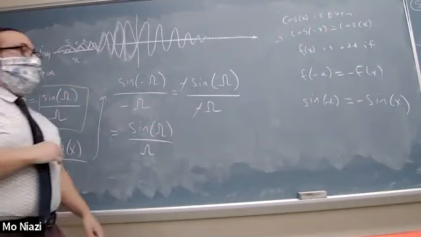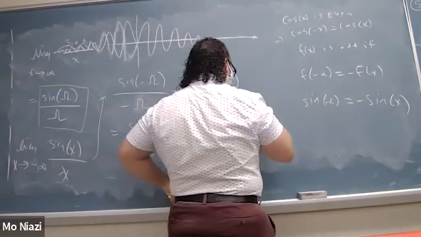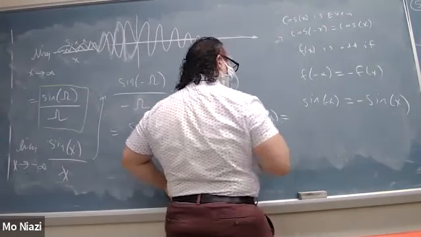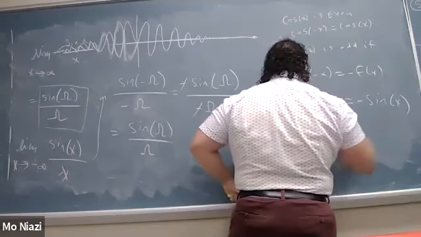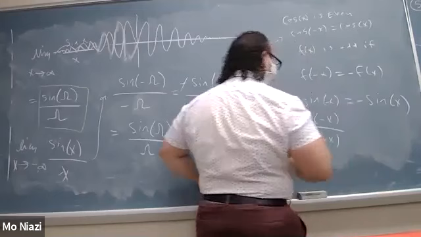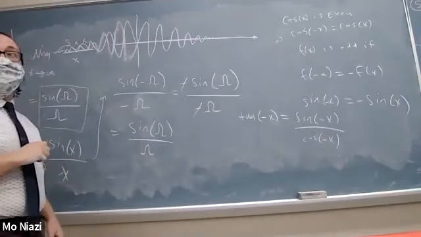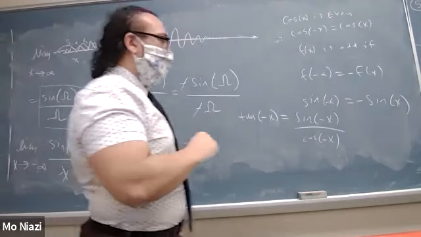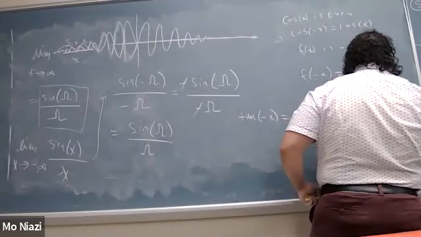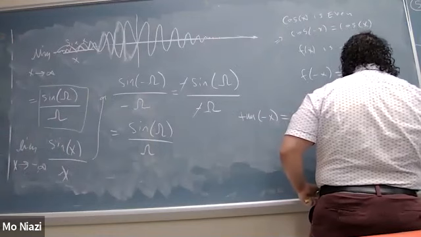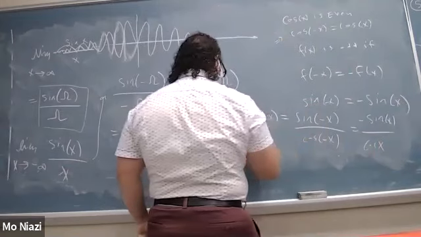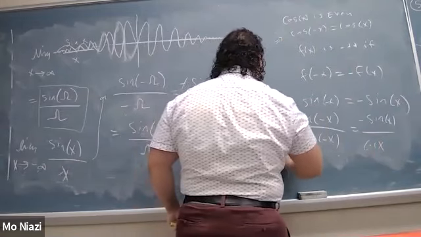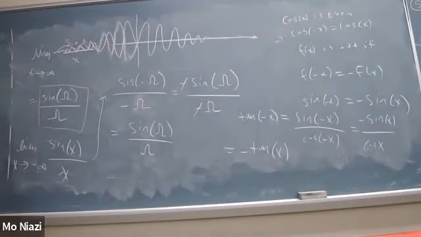Tangent is the same as sine over cosine. What is tangent of negative x? By definition, it is sine of negative x over cosine of negative x, right? So negative sine of x over cosine of x. But notice that that is by definition negative tangent of x. So is tangent even or odd? Odd. It's odd.